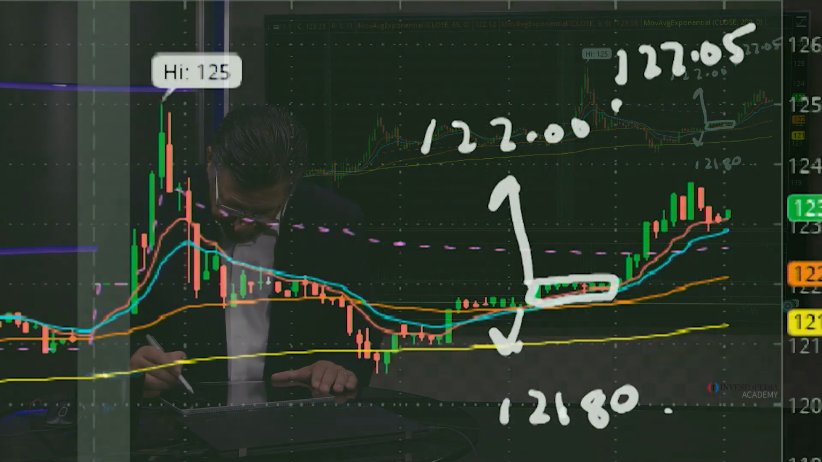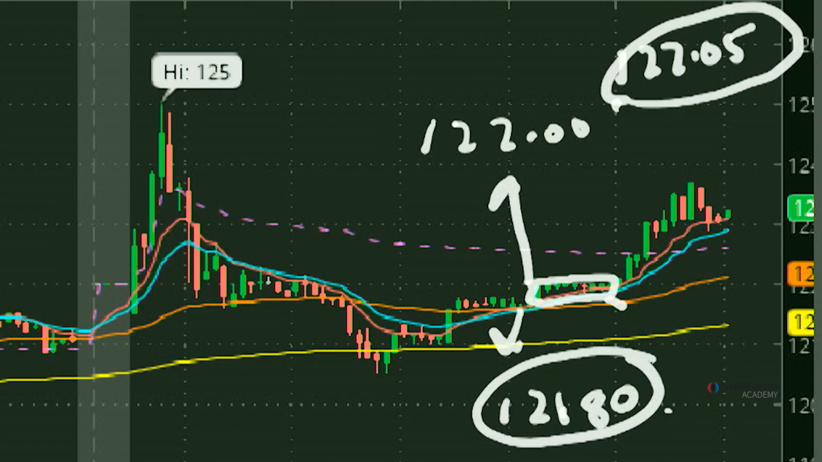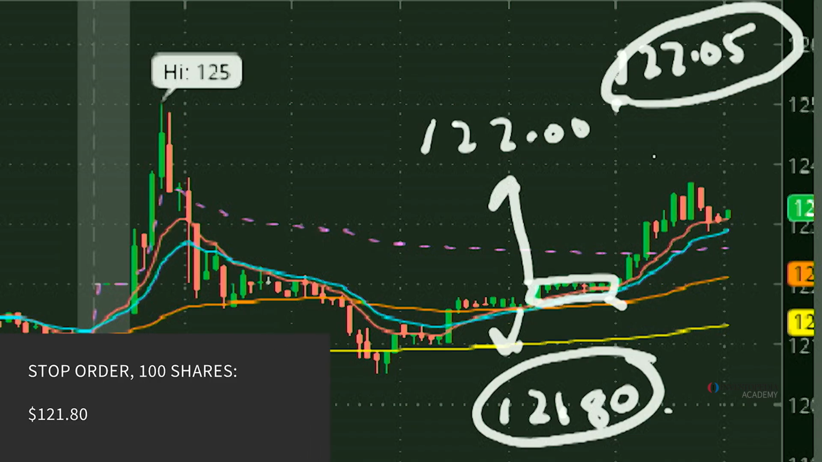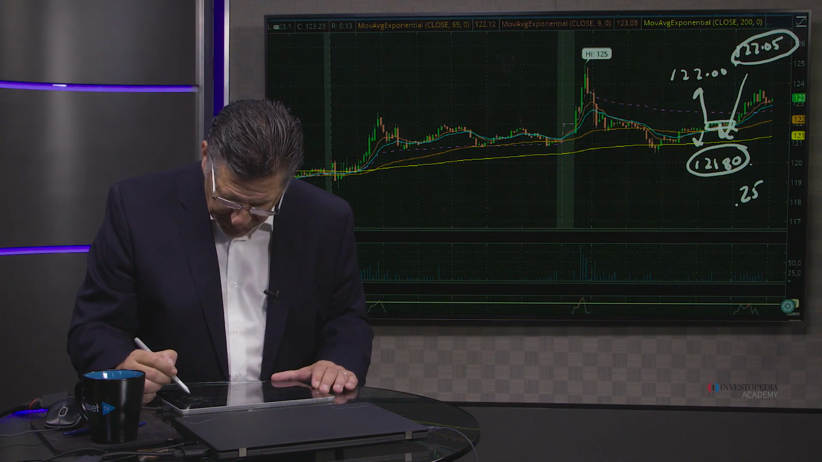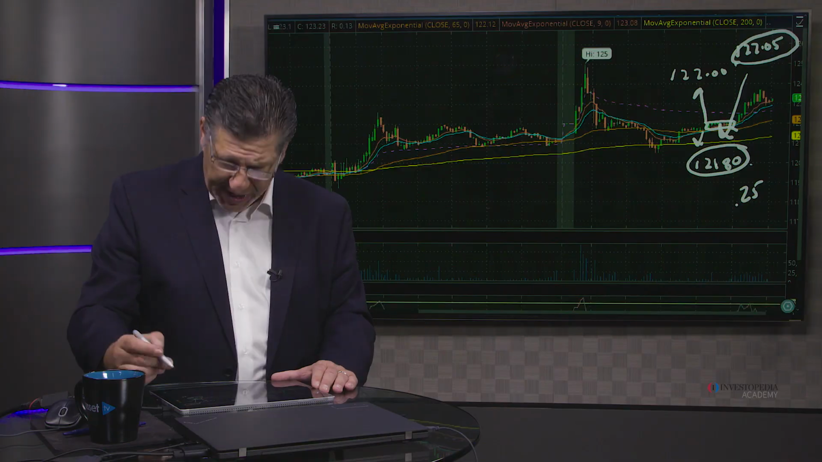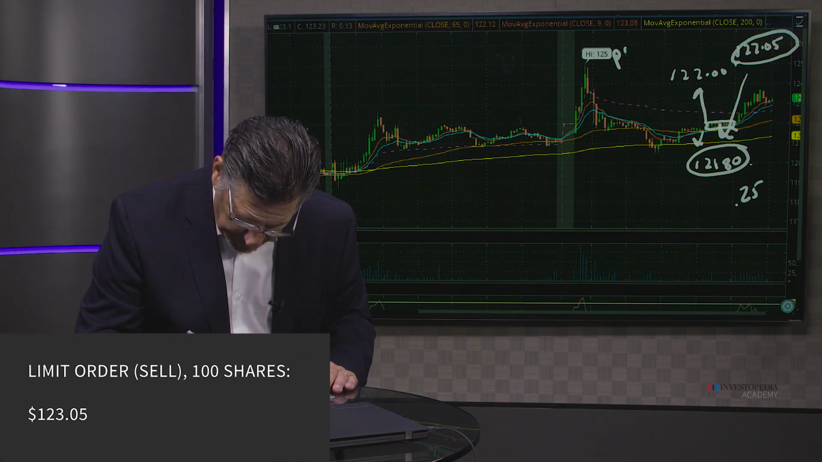And here's how we place our stop order. Very simple. On a base trade, more often than not, we're going to risk less than 50 cents on a trade. We are going to simply take the bottom of the base right here at 121.80. After we entered at 122.05, that is going to be our stop order. We are only risking 25 cents on this trade. Very low risk trade. And our profit target's going to be, this is a $122 stock.